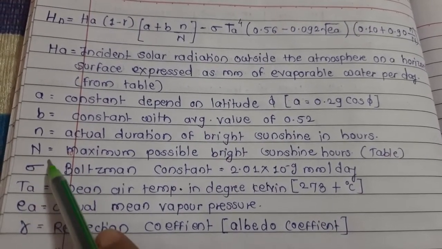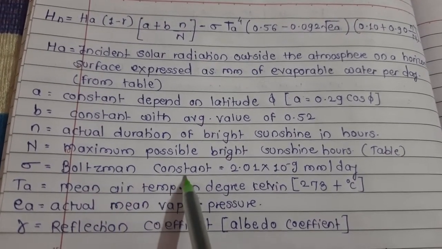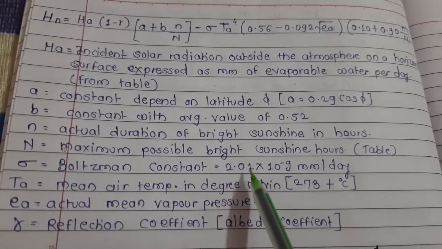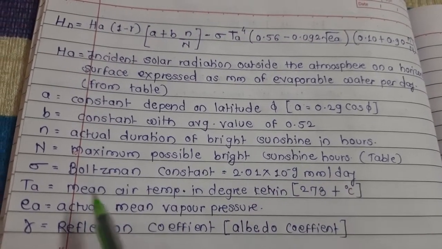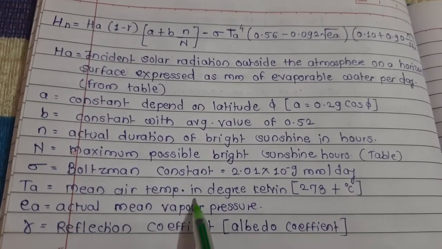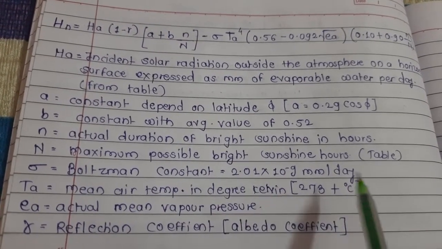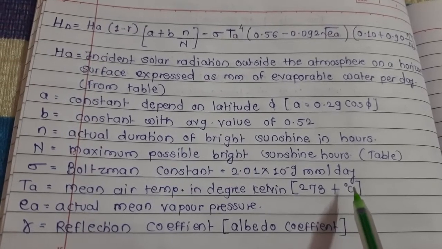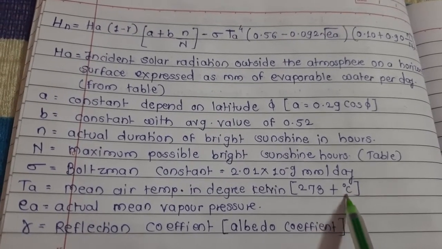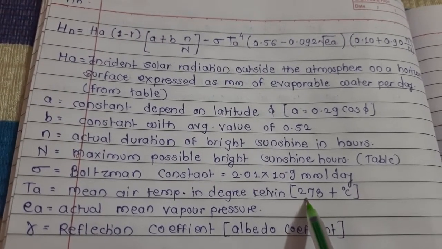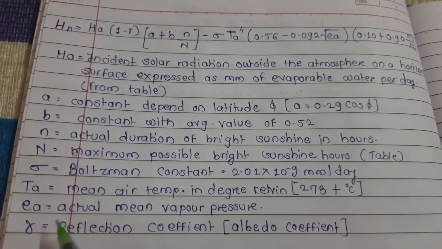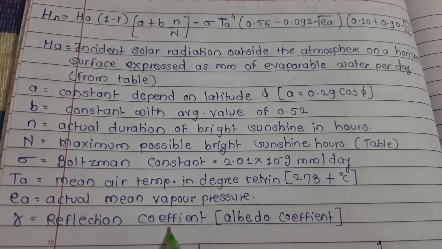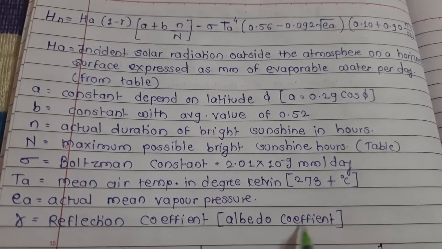And here this symbol is for the Boltzmann constant, 2.01 into 10 raised to minus 9 mm per day. TA is the mean air temperature in degree Kelvin. If we get it in degree Celsius, then add 273. EA is the actual mean vapor pressure. R is the reflection coefficient, the albedo coefficient.